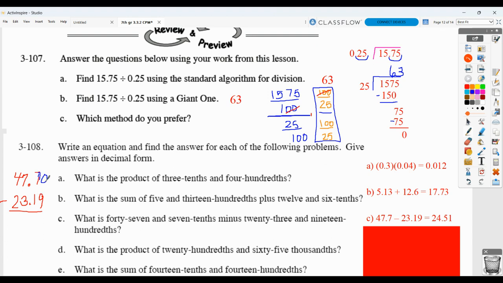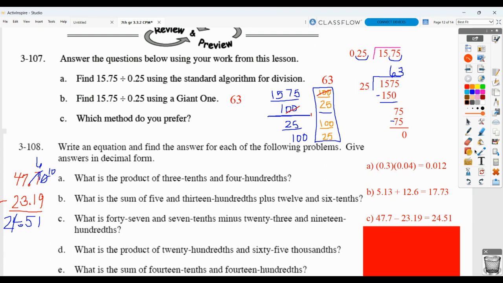So 9 can't be taken away from 0, but then once you borrow from the 7, you'll make that a 6. Then this would become a 10. 10 minus 9 gives you 1. 1 from 6 gives you 5. 3 from 7 is 4. And 2 from 4 is 2. So again, I'm getting that same answer, although it's a bit messy, but you need to show how you get that answer. It's good review.